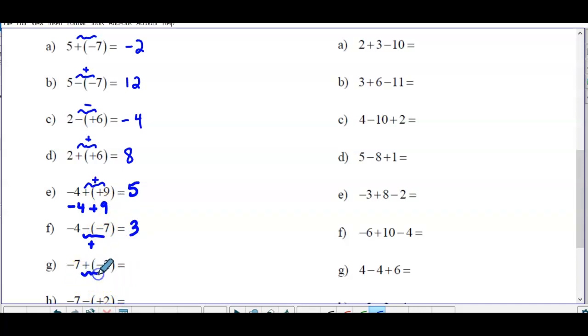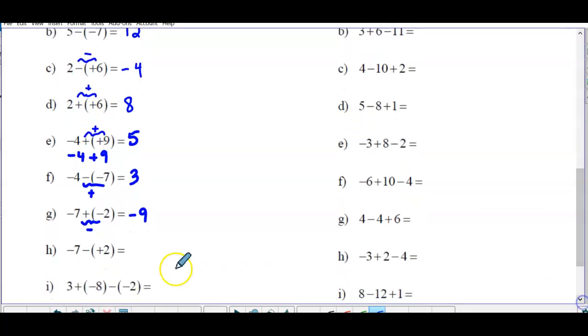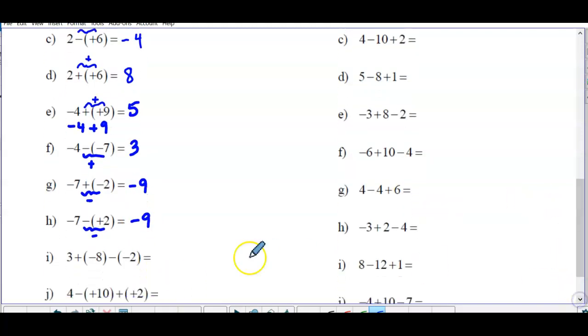Now here you're adding a negative, so you're going left. You're at negative 7. 2 more to the left is negative 9. Okay, now you're at negative 7 and you're subtracting a positive, still going left. So these are the same. End up at negative 9. Same action. It doesn't matter if you're adding a negative or subtracting a positive. Same thing happens.